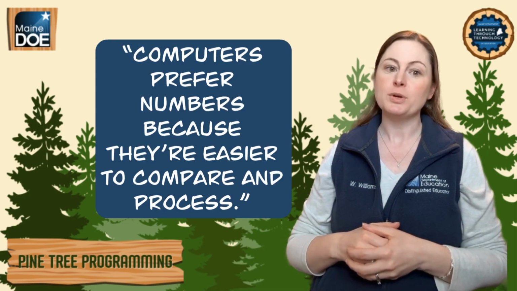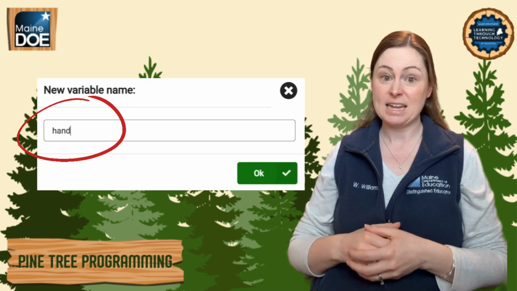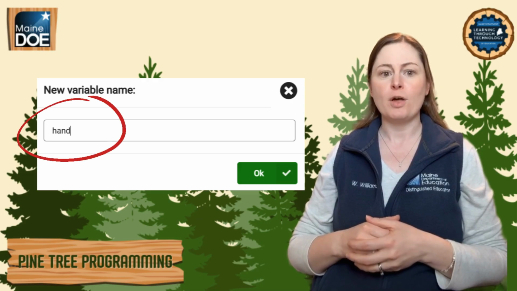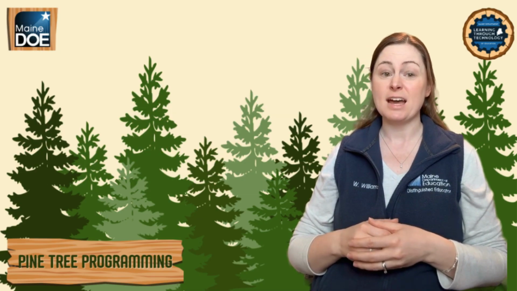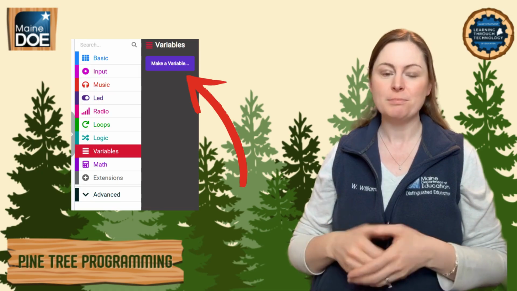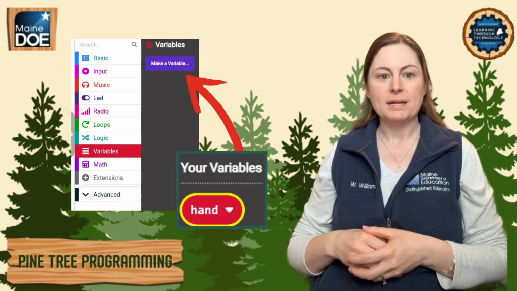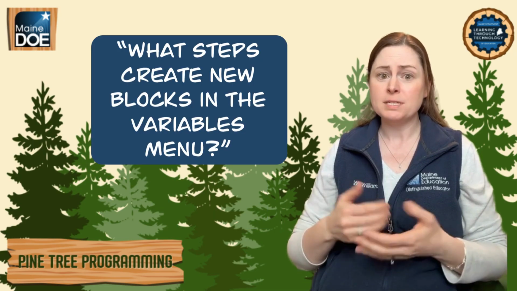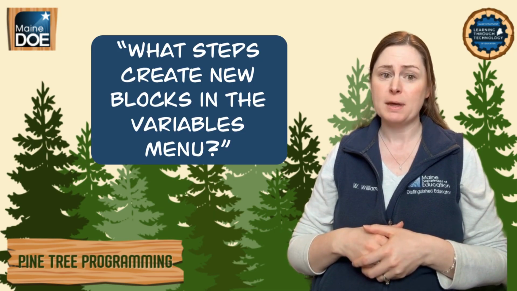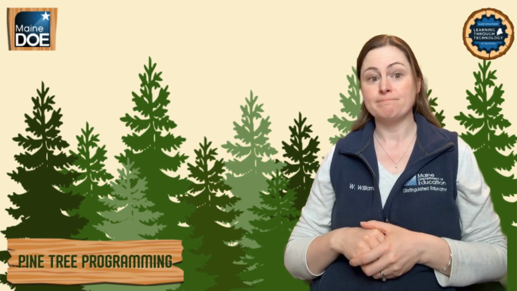A common issue here is naming. If students don't name the variable exactly hand, they can get confused when following the tutorial steps. Another common issue is that students forget to actually click make a variable, and then they don't see the new block appear. When that happens, instead of fixing it for them, ask, what steps create new blocks in the variables menu? That small pause will reinforce cause and effect.